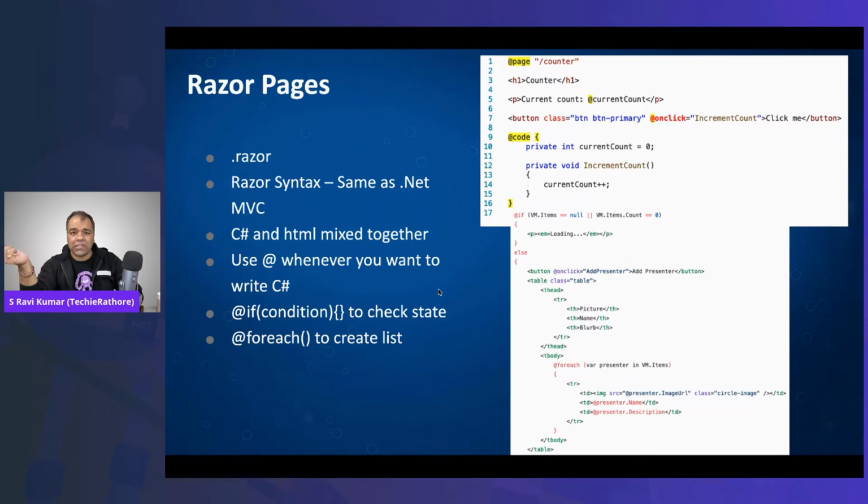So as you can see in the code, you just have to add the at sign, and then you can use all the server side things. @code is to create a code block, @page is to create the page, and then @currentCount, as you can see, is used for using a variable which is declared on the server side. Similarly, for on click, you can see there is @onclick.